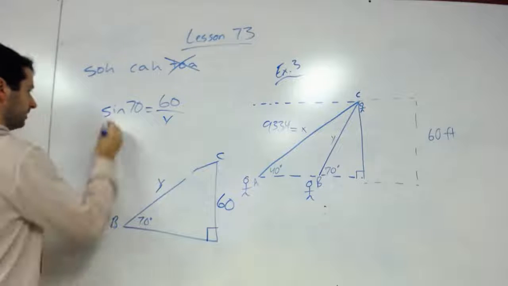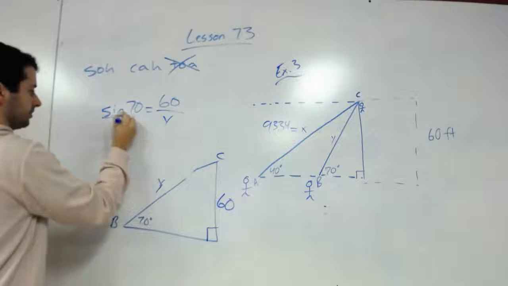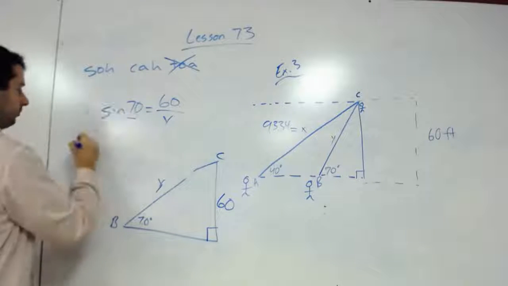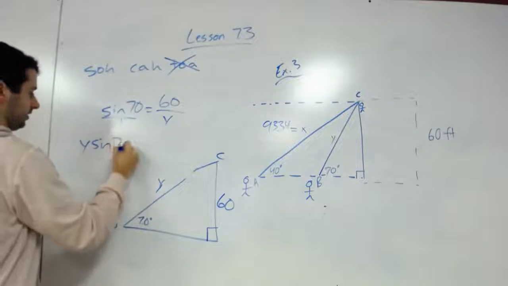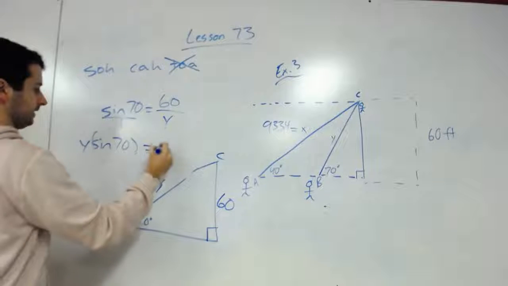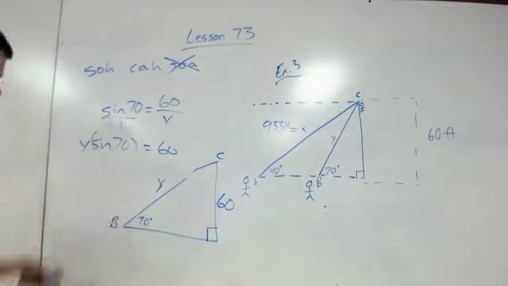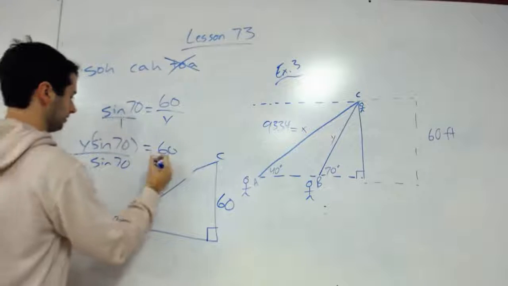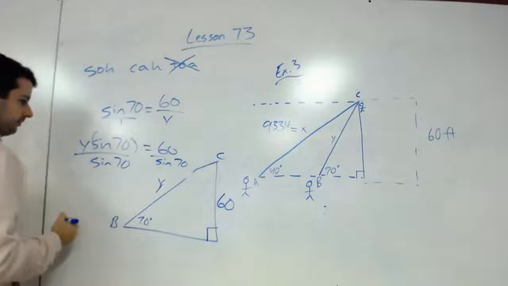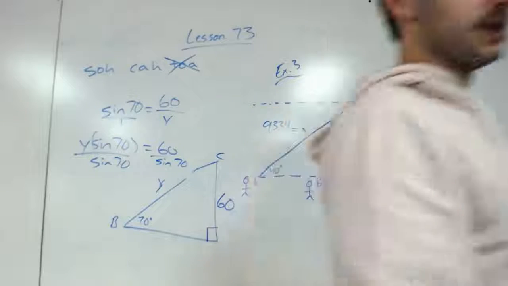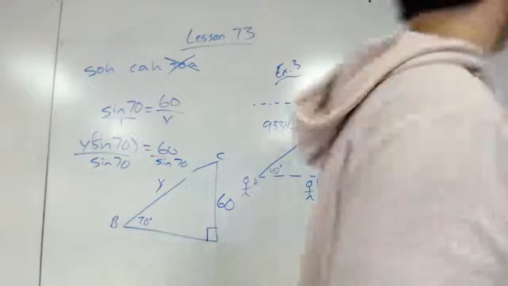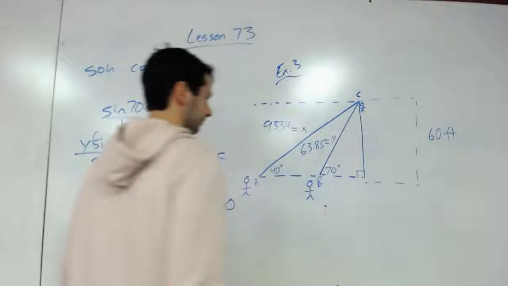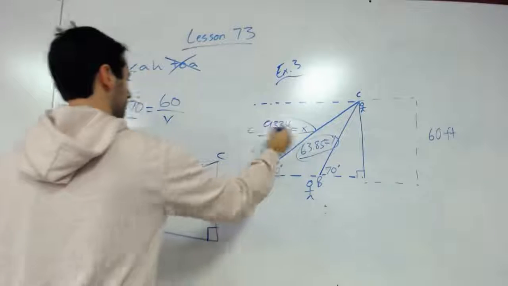This time I'll just use cross multiplication. And you get y times sine of 70 equals 60. Or you can solve the way we did the last one. Divide by sine of 70. And when you do 60 divided by sine of 70, you would get roughly 63.85. So there's your two answers that you are looking for.